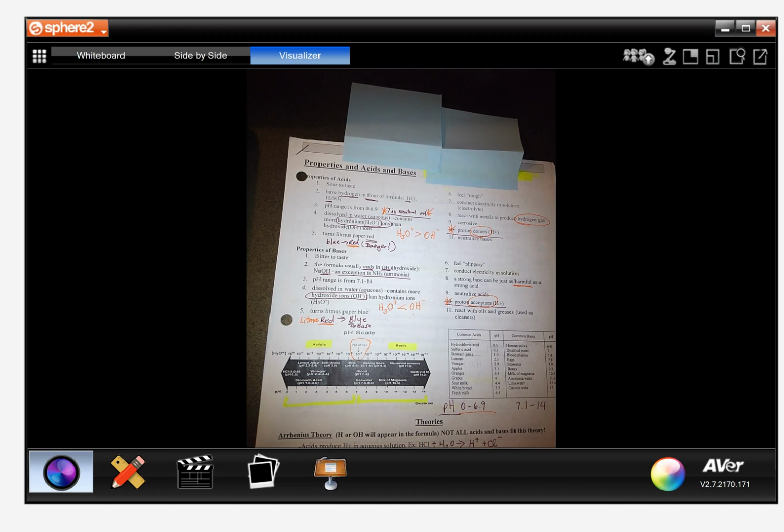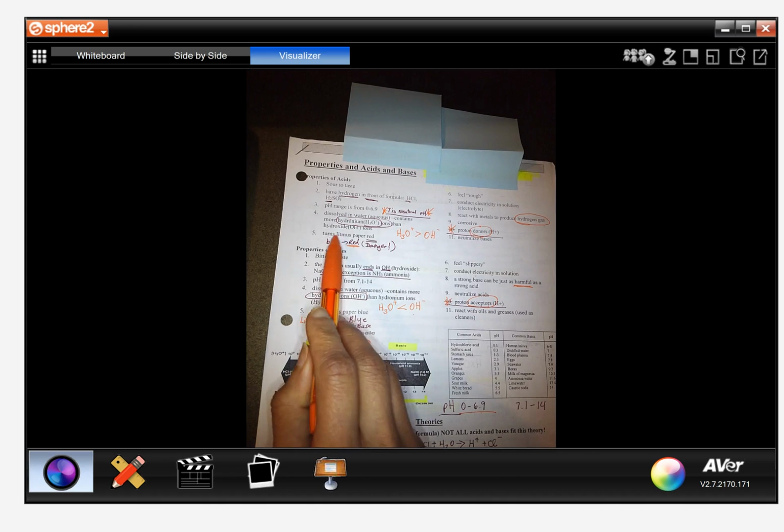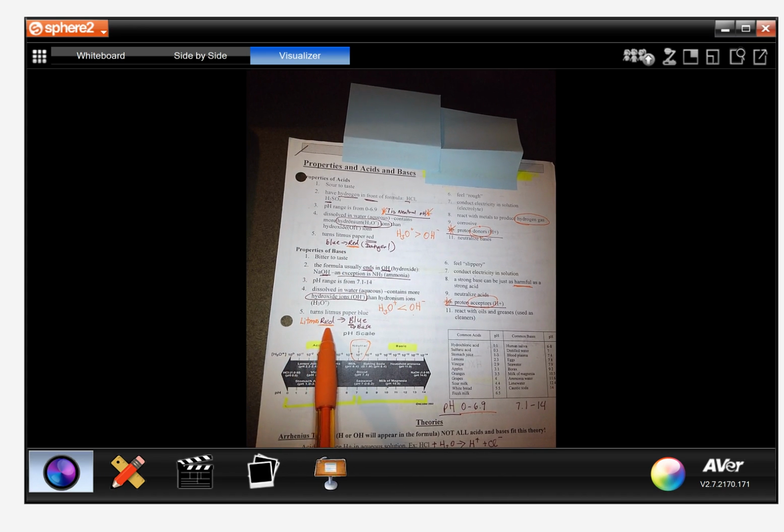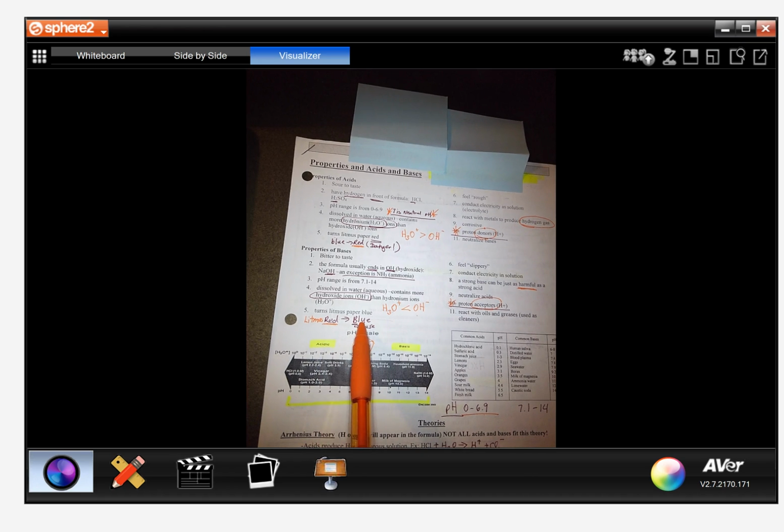The litmus paper. Now, instead of using a blue litmus paper like you do for an acid, you're using a red litmus paper. And when that comes in contact with a base, it turns blue.